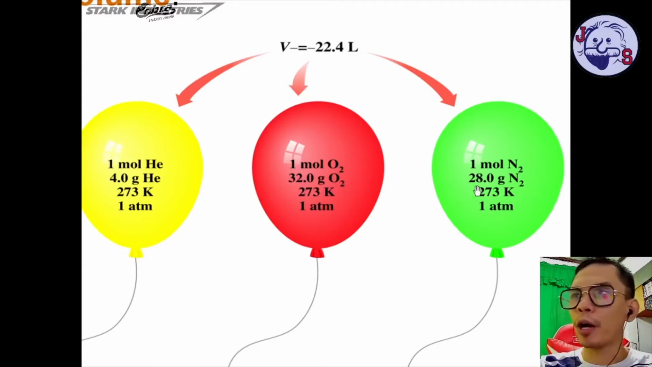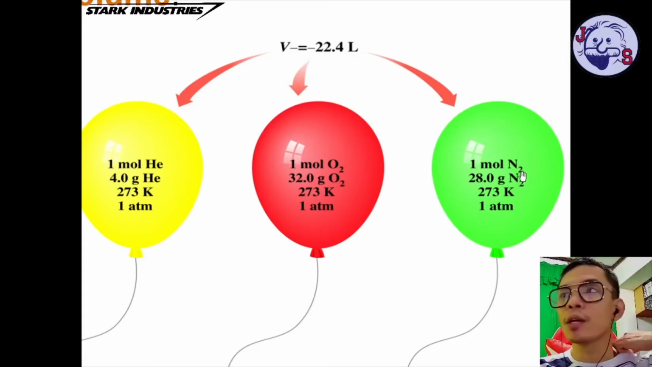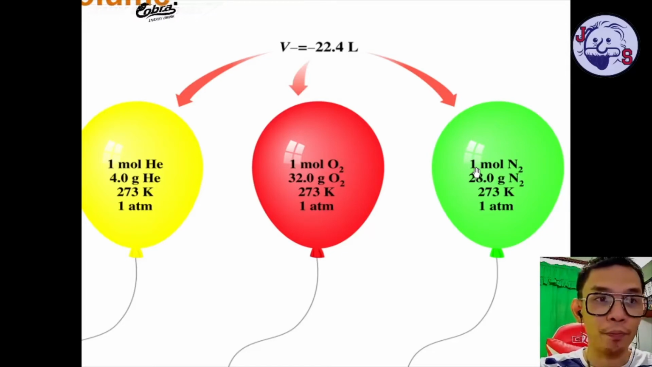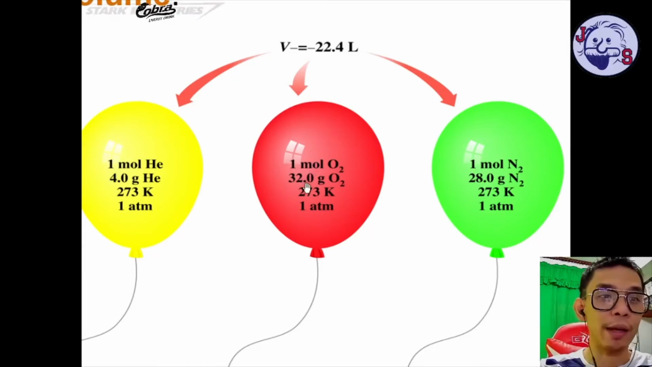Okay, next one, the molar mass of nitrogen. The atomic mass of nitrogen is 14 times 2, since it is diatomic, so that will be 28. That is also equivalent to 1 mole. So 1 mole is equivalent to the atomic mass of an element. 1 mole is equivalent to the molar mass of the element.